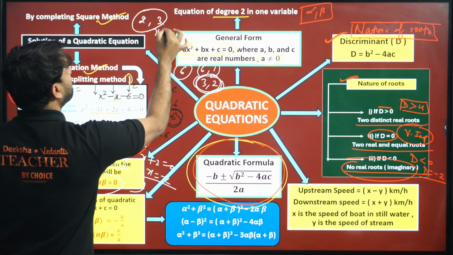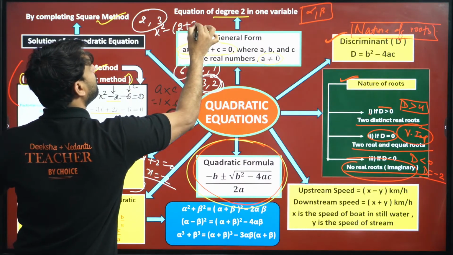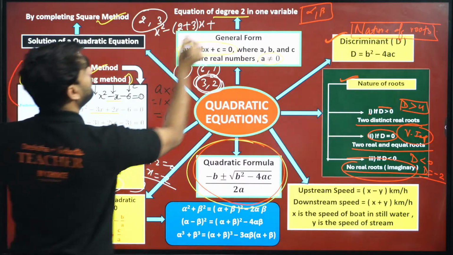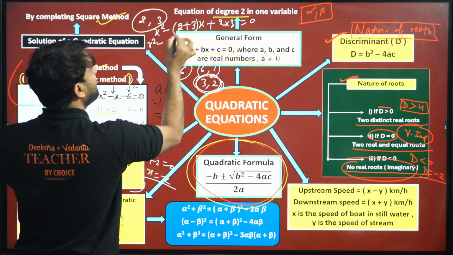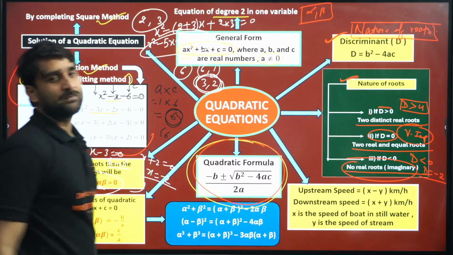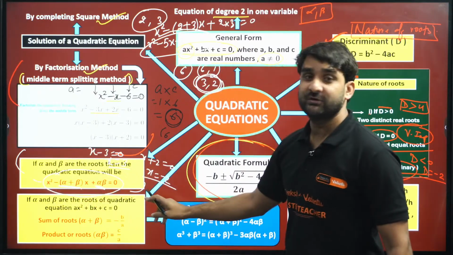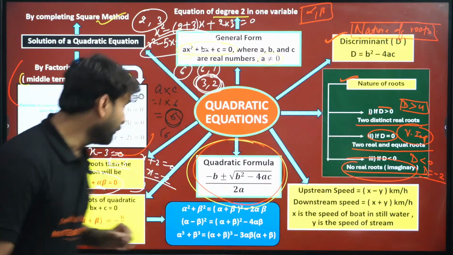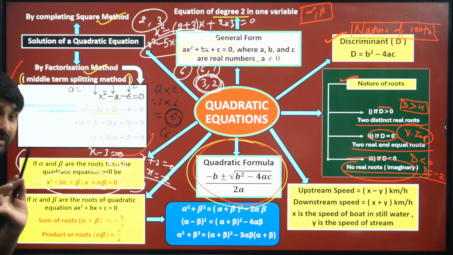So x square minus (alpha plus beta, meaning 2 plus 3) into x plus (alpha into beta, so 2 into 3). Yeah, this is your quadratic equation: x square minus 5x plus 6 equals 0. Answer. So if roots are already given, you can find the quadratic equation for those given roots. Very important.